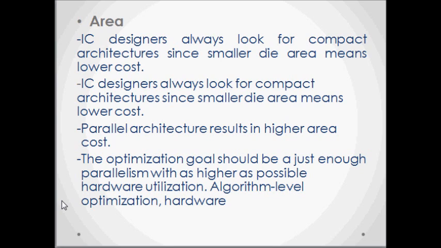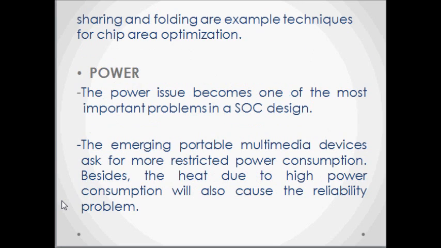Parallel architecture results in a higher area cost, therefore, hardware utilization is an index the designer should take care of and check. Simply duplicating multiple processing elements and memories may not be an optimal way if some of these resources are with low hardware utilization rate. The optimization goal should be just enough parallelism with as high as possible hardware utilization. Algorithm level optimization, hardware sharing and pooling are example techniques for chip area optimization.